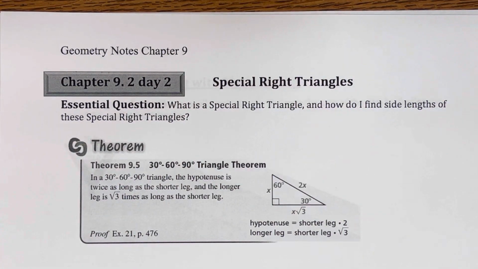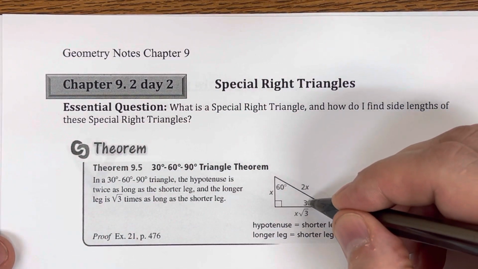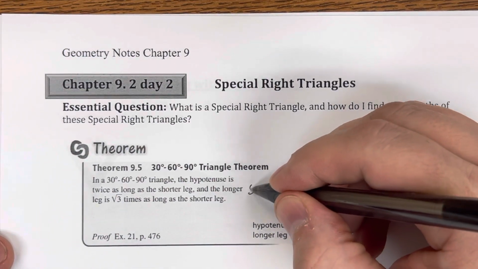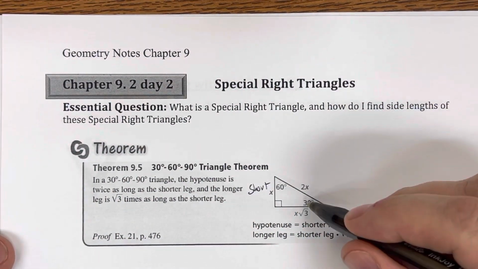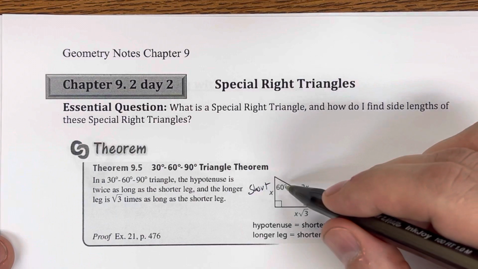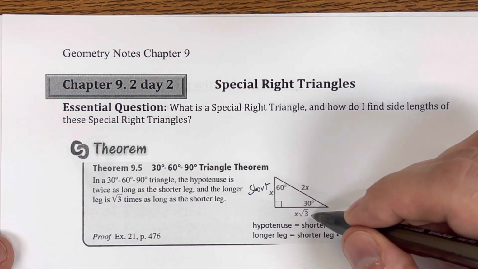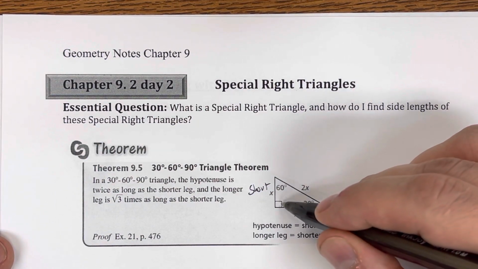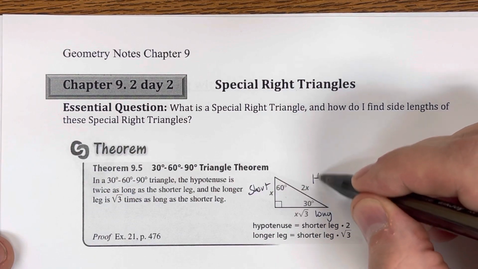Now, a couple pieces of the 30, 60, 90 right triangle. There's two legs. The one across from the 30-degree angle is the short leg. Across from the 30. The one across from the 60 is the long leg. And obviously the one across from the right angle is the hypotenuse.